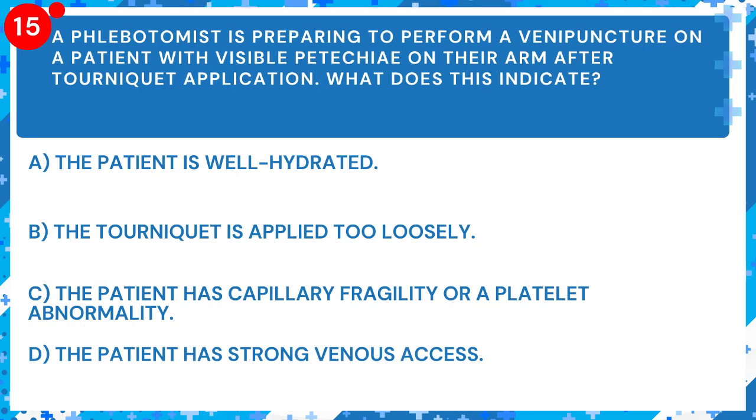Question 15. A phlebotomist is preparing to perform a venipuncture on a patient with visible petechiae on their arm after tourniquet application. What does this indicate? A. The patient is well hydrated. B. The tourniquet is applied too loosely. C. The patient has capillary fragility or a platelet abnormality. D. The patient has strong venous access.